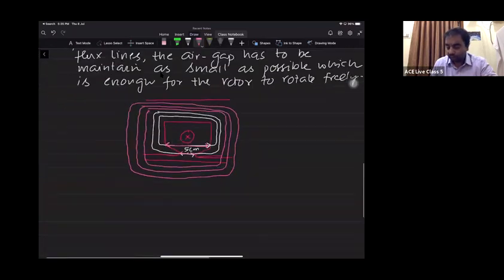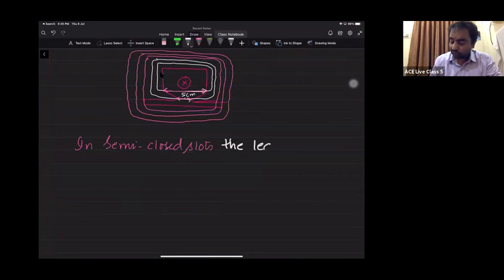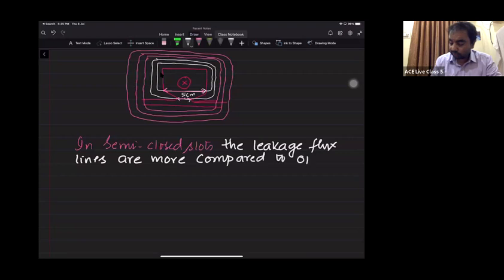Right. So let me write a note there. In semi-closed slots, the leakages are more, leakage flux lines are more compared to open slots, right? So these are some definitions.